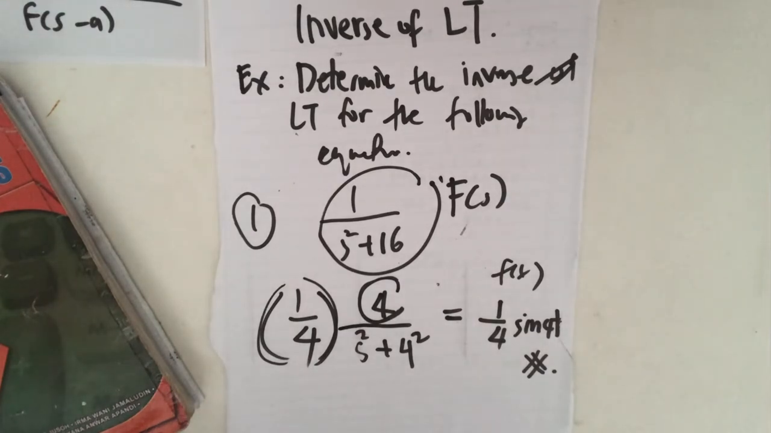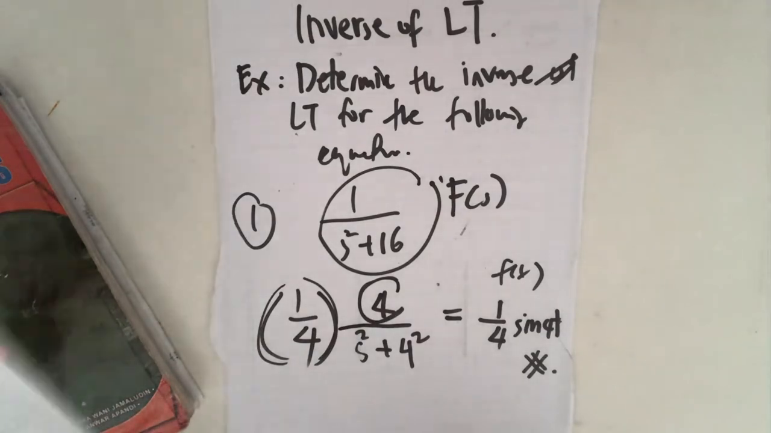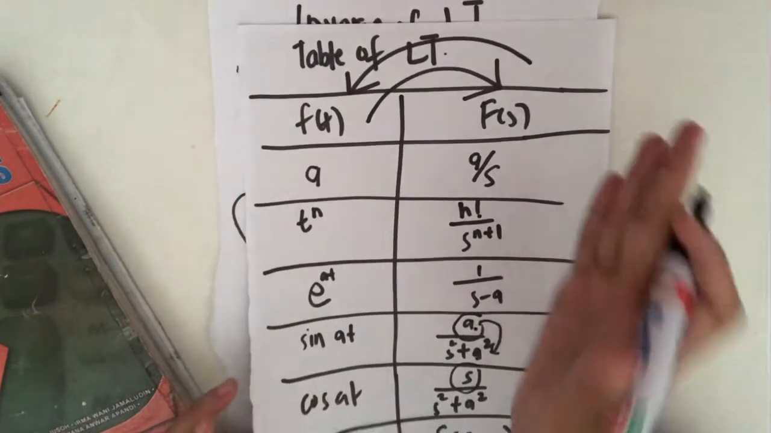So actually, there's nothing tricky here. You are just using the same table, but before this we learned from left to right, and now it's from right to left. We will use the answer from right to left.